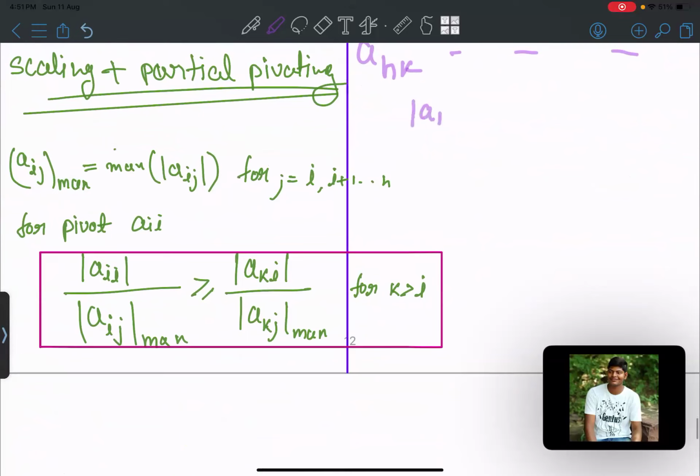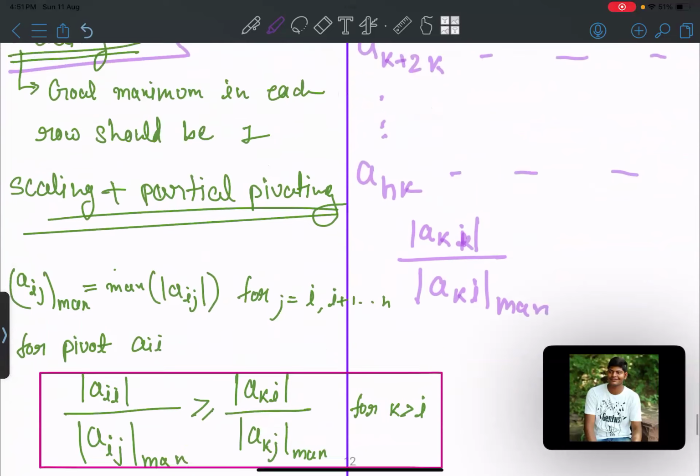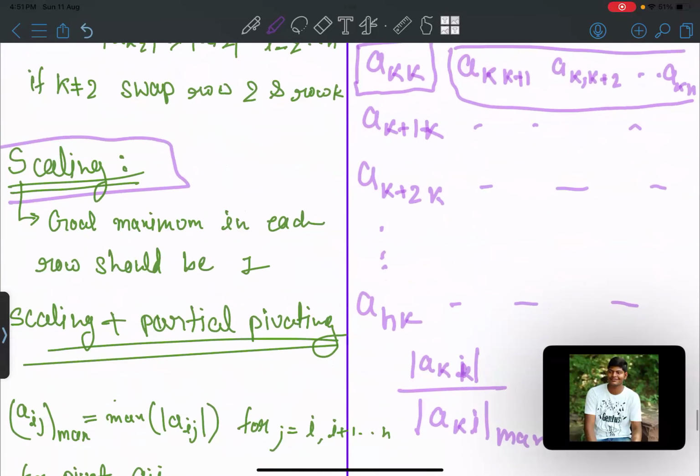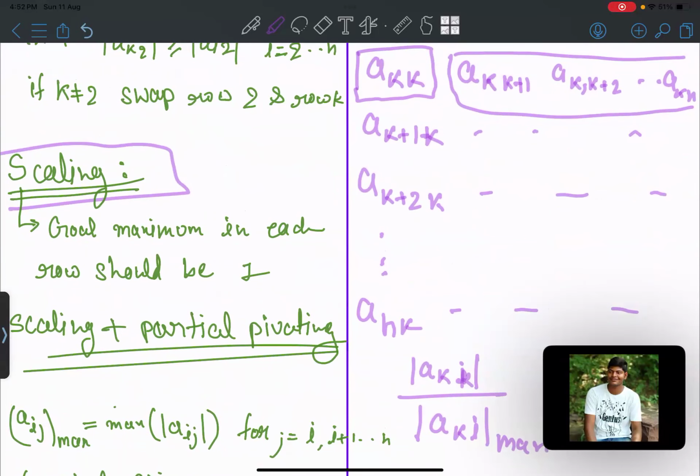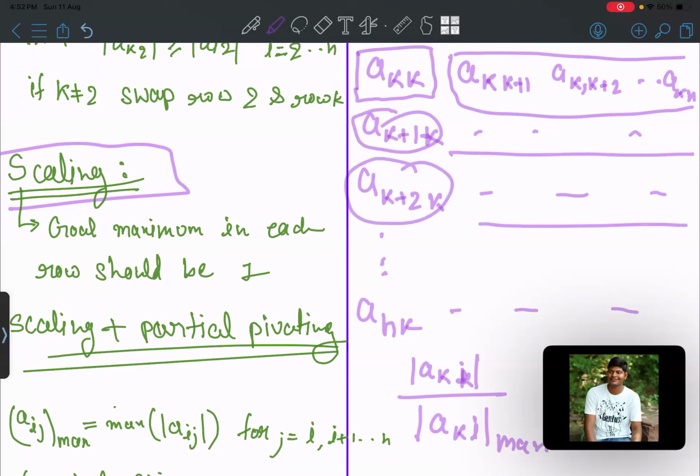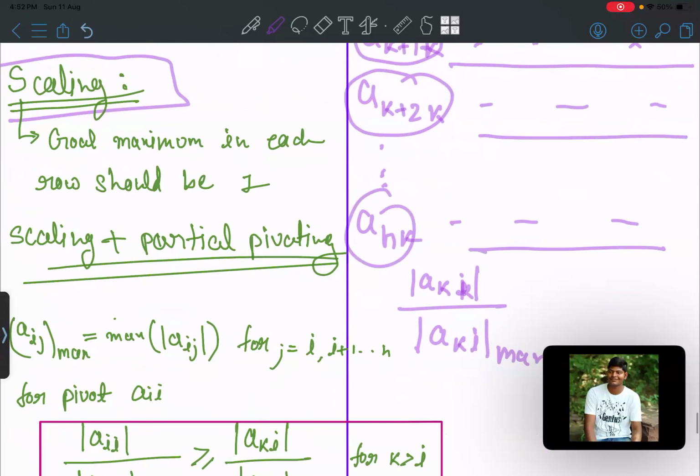That will give me a k in the ith row divided by a k in the ith row max. Sorry, a k divided by the max value of the ith row. We'll divide that. Similarly, in this row also, this value divided by the maximum value of the row. This value divided by the maximum value of this row. This value divided by the maximum value of this row.